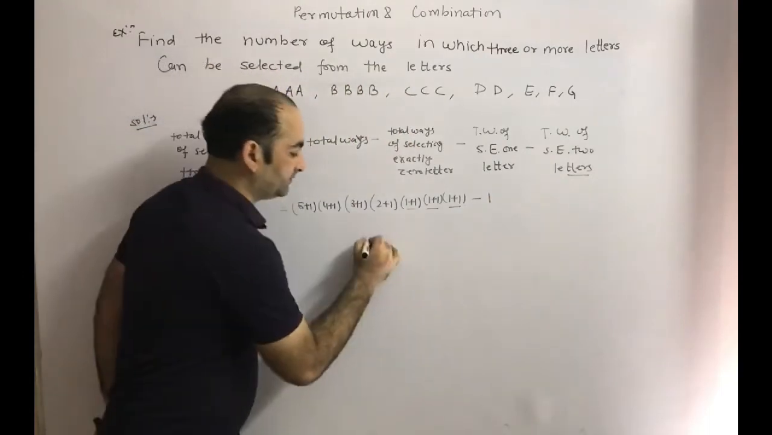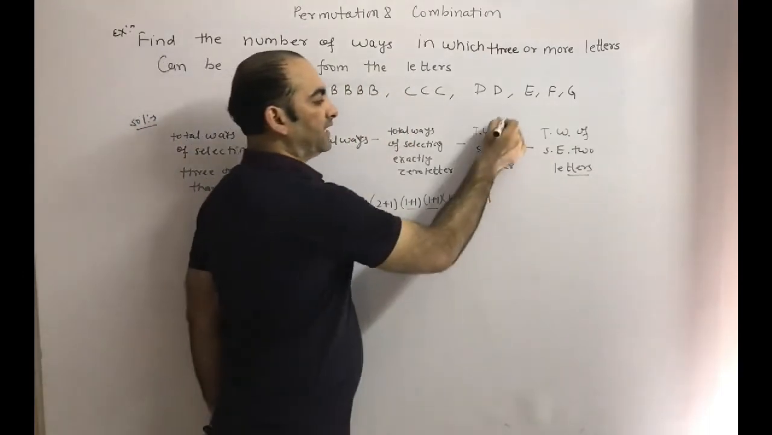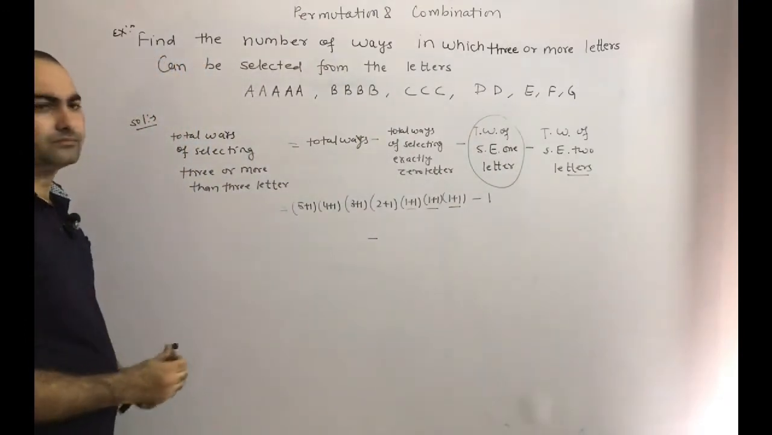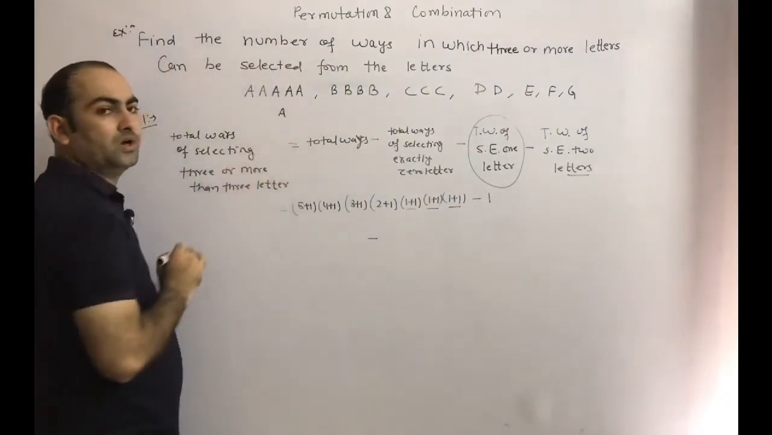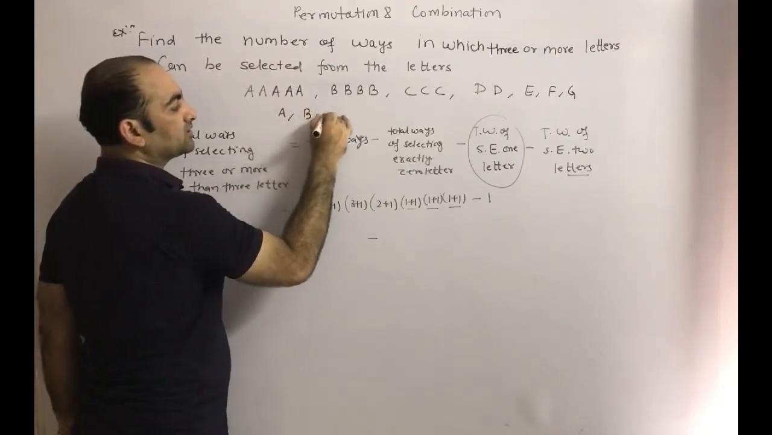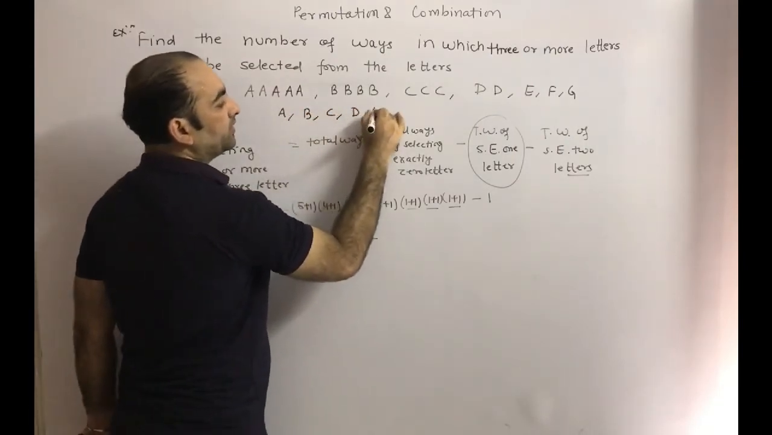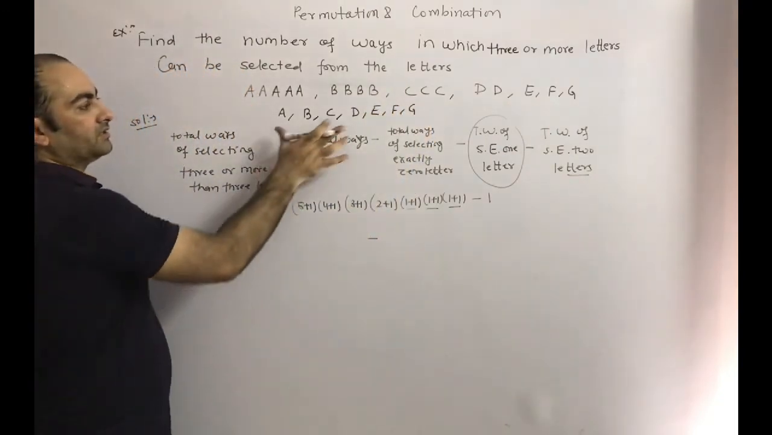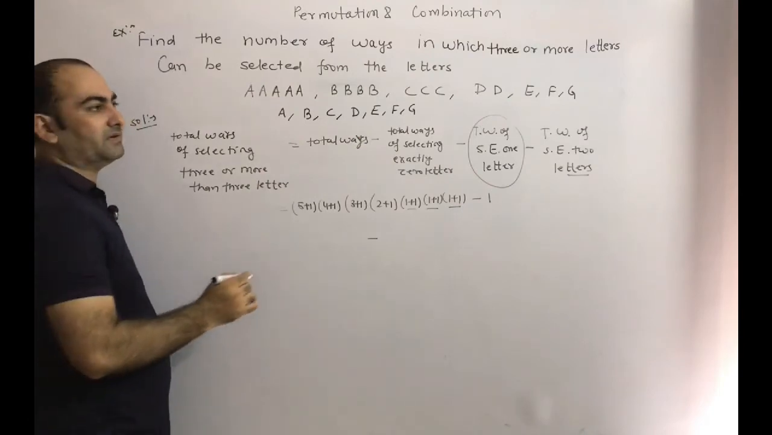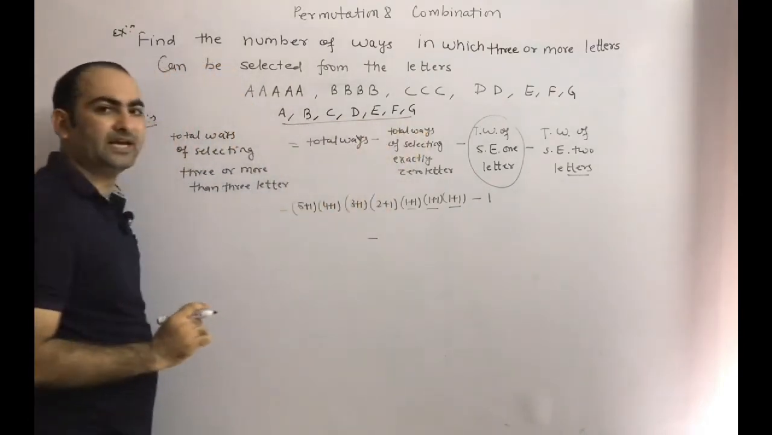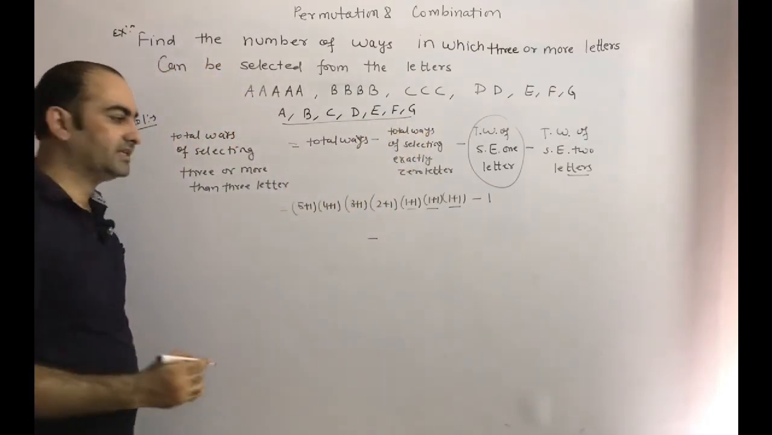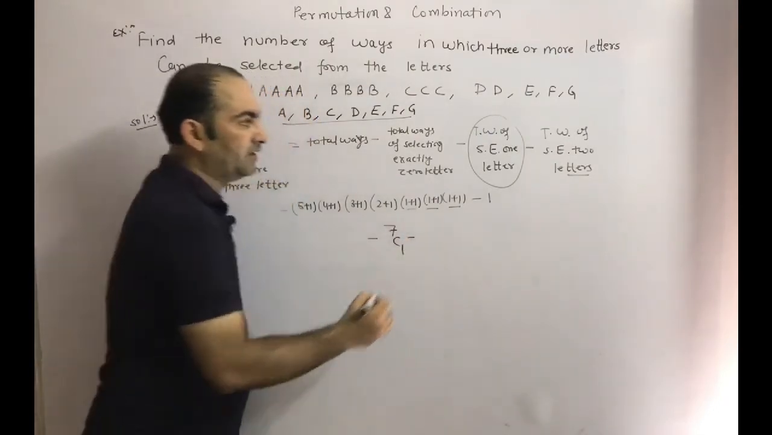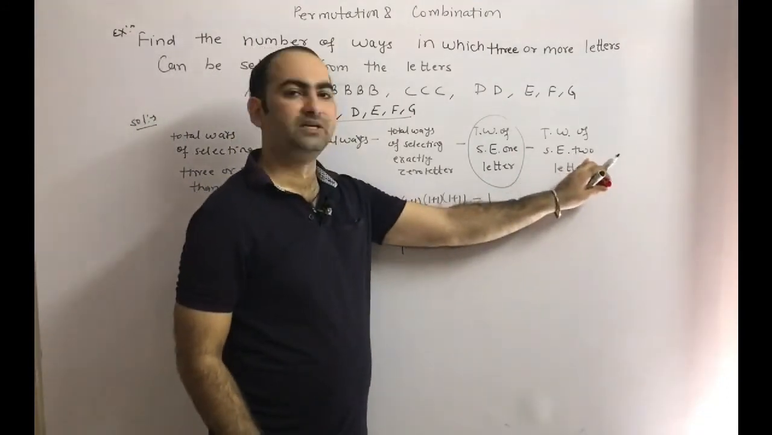Okay, minus, we have to find out the total ways of selecting exactly 1 letter. So what will you do? We can select either A or B or C or D or E or F or G. So if you check here, there are 7 distinct letters. Out of 7 distinct letters, we have to select one letter because we want exactly one letter. So how many ways? 7C1.